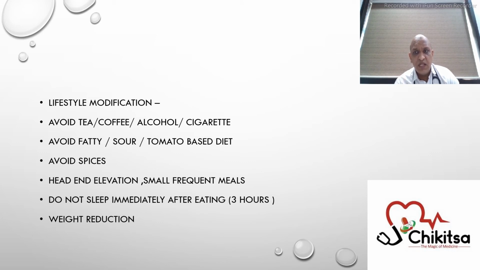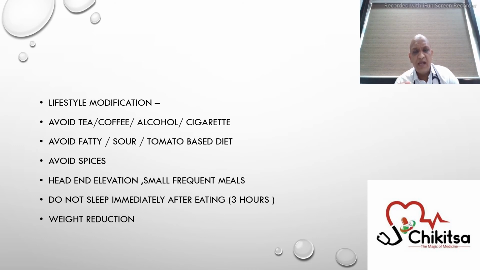So you need to tell them, if you want to get out of this gastroesophageal reflux disease phenomenon, you need to change the lifestyle. So what will they change? They will avoid tea, coffee, alcohol and cigarettes. They have to avoid fatty and sour tomato based diet. They have to avoid spices.